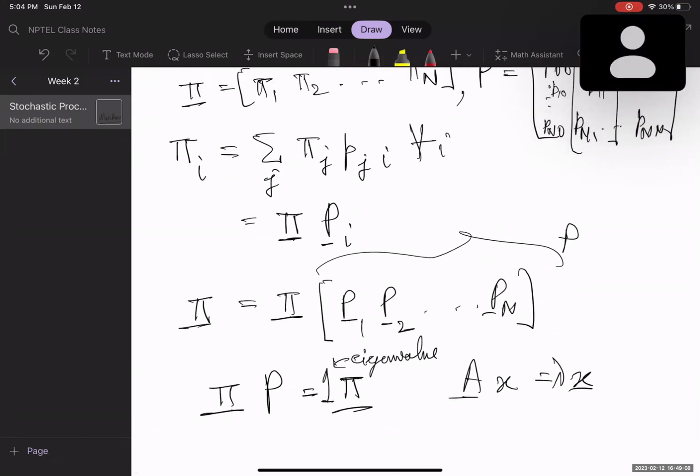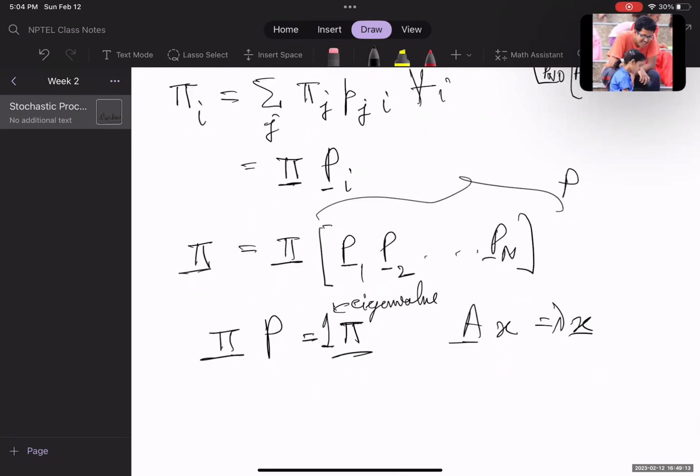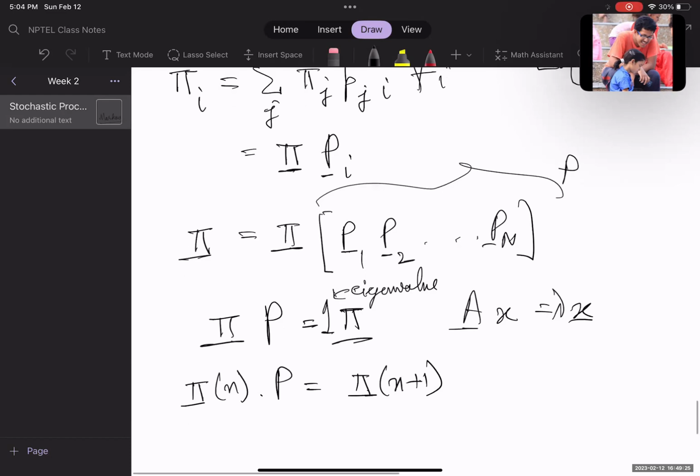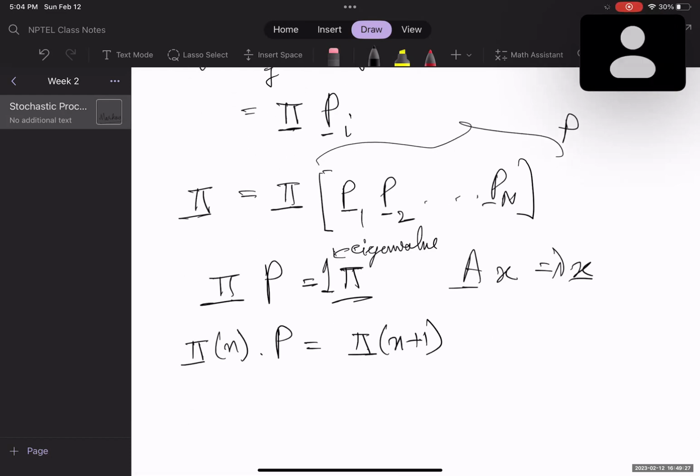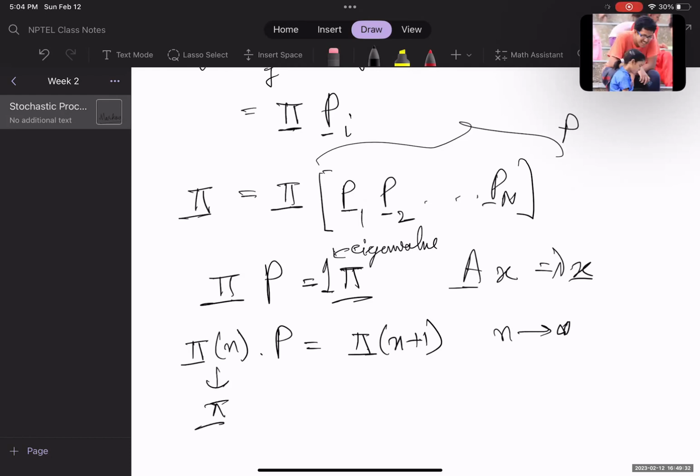In steady state, the normal way of writing this equation would be pi at state at time instant n times the transition probability matrix will give me pi at time instant n plus 1. Does that make sense? If you take n to infinity, both of them will reduce to the steady state probabilities, right? Is this clear? If you take n to infinity, both of these will reduce to the steady state probabilities, right?